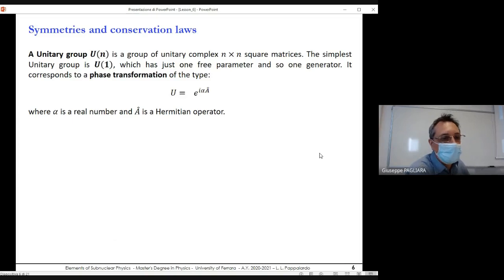Now, a unitary group, this is in general, okay, so we are back to abstract mathematics now, if you like. A unitary group, U(N), is a group of unitary complex n by n square matrices. And the simplest element of this group, of course, is U(1), which has just one free parameter, and so just one generator. So a U(1) transformation is also called a phase transformation. It is of the type e to the i alpha times some operator, capital A, okay? Where alpha is a real number, which is indeed the parameter of the transformation, and A is a Hermitian operator in general.